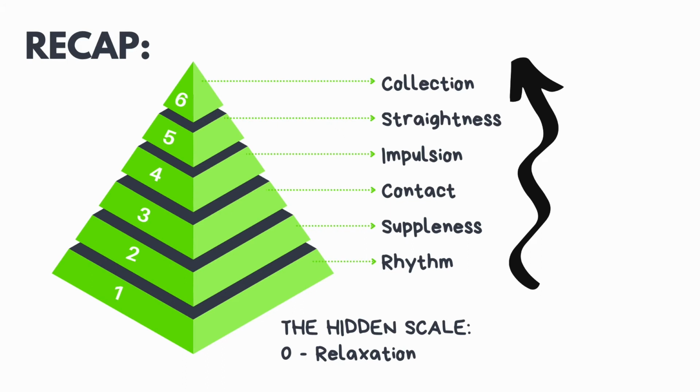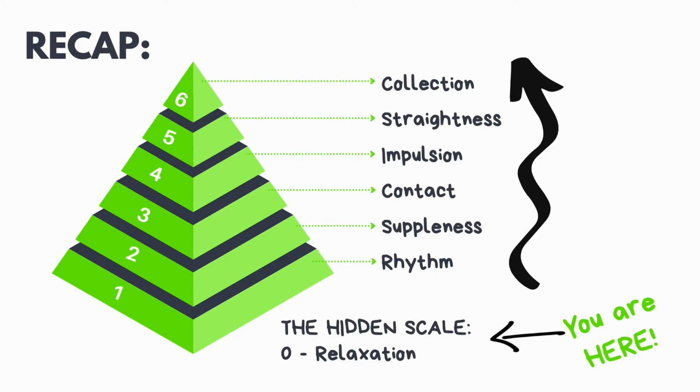So let's start by recapping the scales of training pyramid. Your first scale is rhythm, your second scale is suppleness, contact is scale 3, impulsion scale 4, straightness scale 5, and at scale 6 we have collection. Now as you can see, rhythm is the first official training scale. But before you can even achieve that, your horse must be relaxed and calm. Hence why we're doing a presentation on relaxation and why we've called it the hidden scale, scale 0.